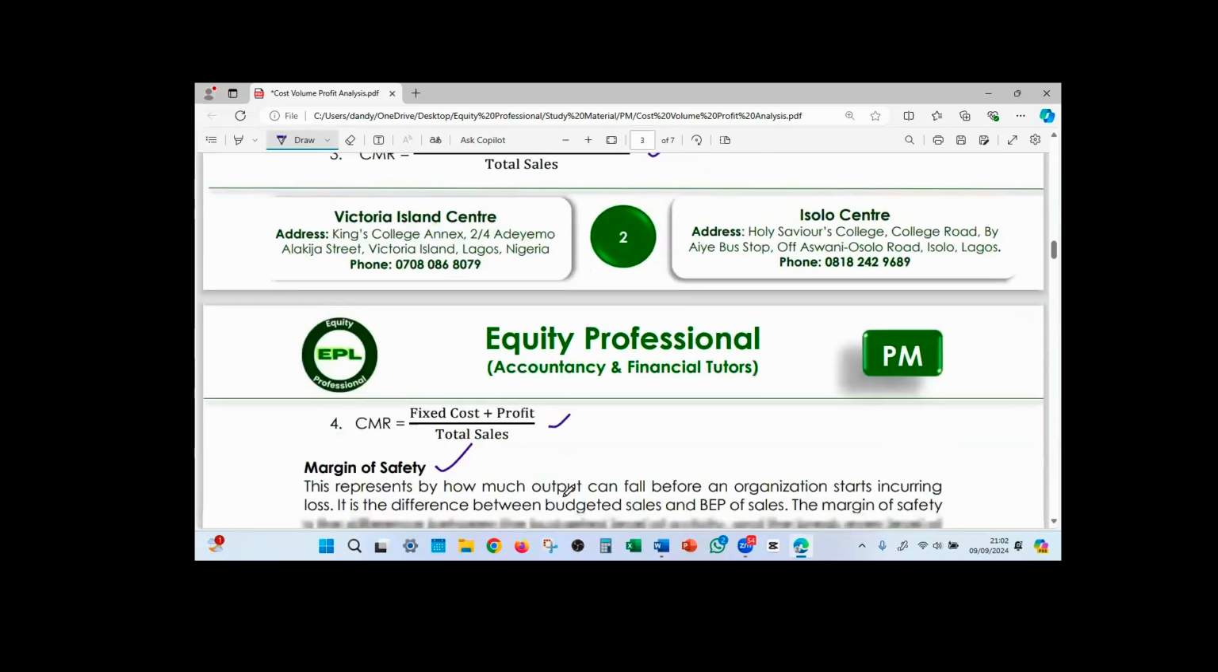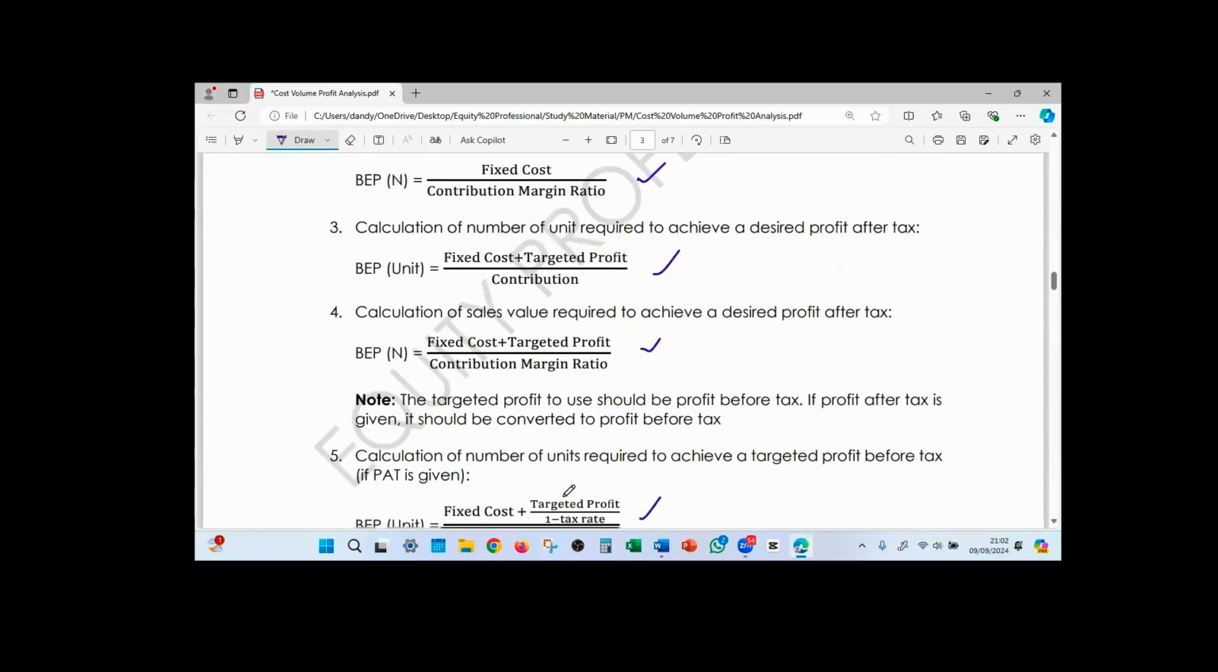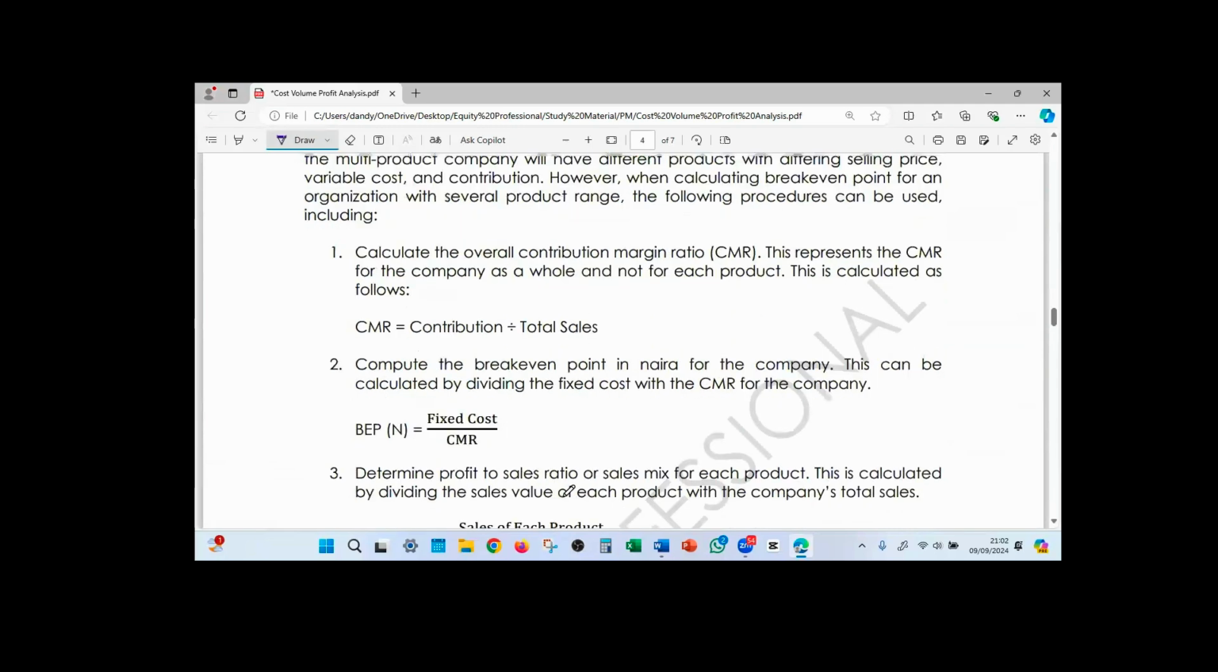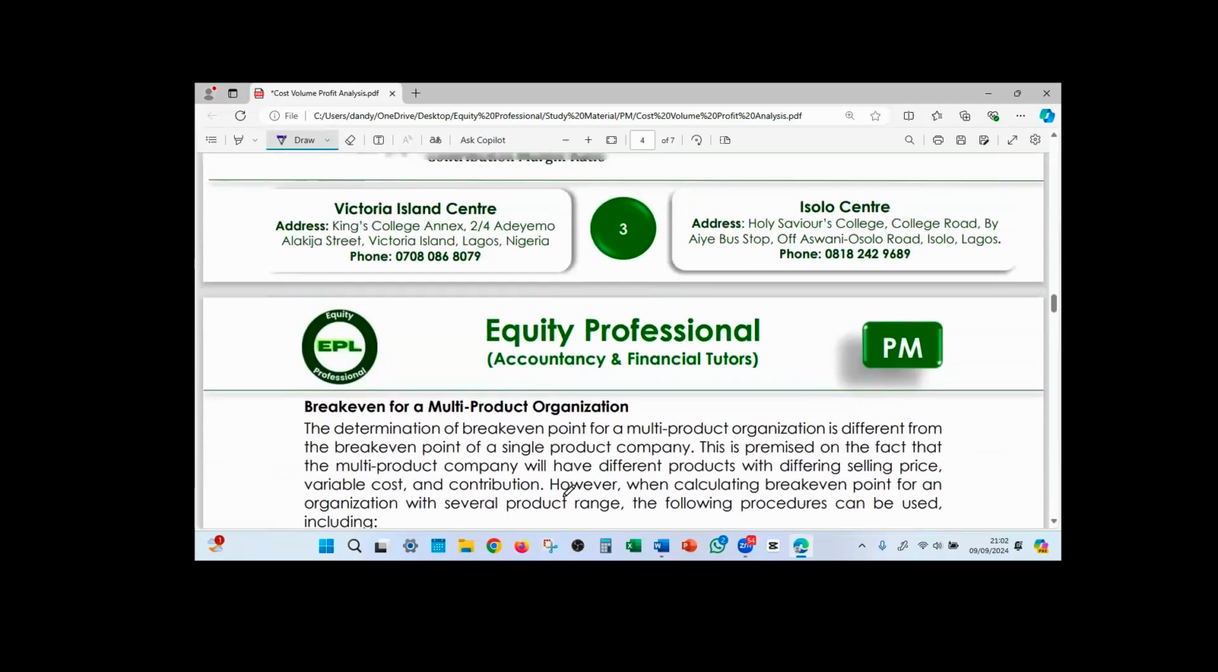Let me see if I have it here. Yes, I also have it here. So how do you calculate break-even points for a multi-product organization? The way the break-even point is computed for a single product organization is different from the way it is computed for a multi-product organization.